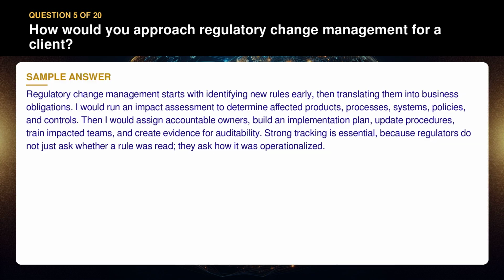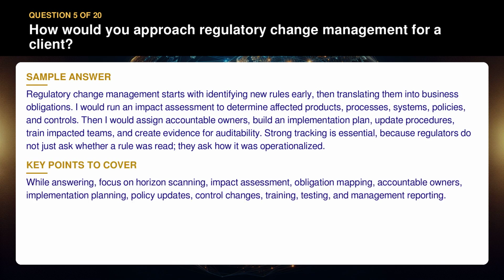Regulatory change management starts with identifying new rules early, then translating them into business obligations. I would run an impact assessment to determine affected products, processes, systems, policies, and controls. Then, I would assign accountable owners, build an implementation plan, update procedures, train impacted teams, and create evidence for auditability. Strong tracking is essential because regulators do not just ask whether a rule was read, they ask how it was operationalized.